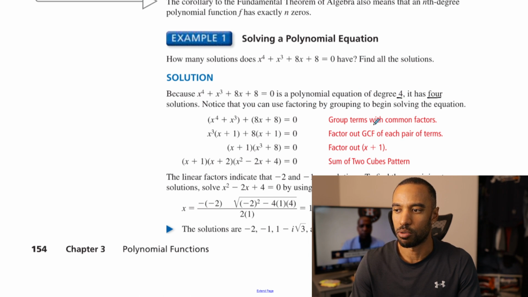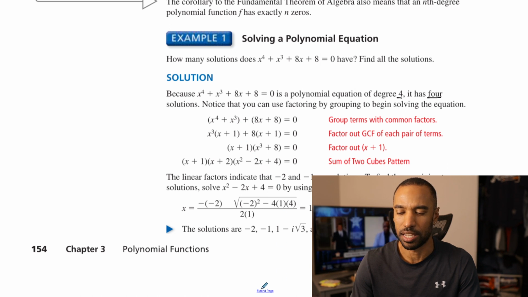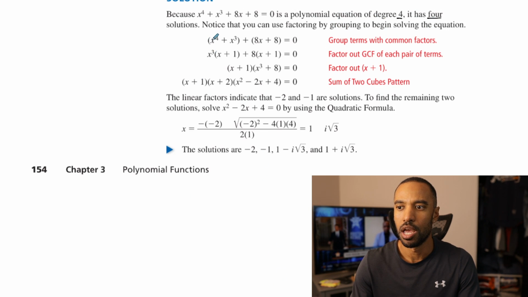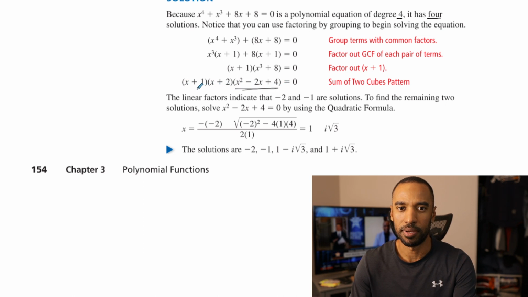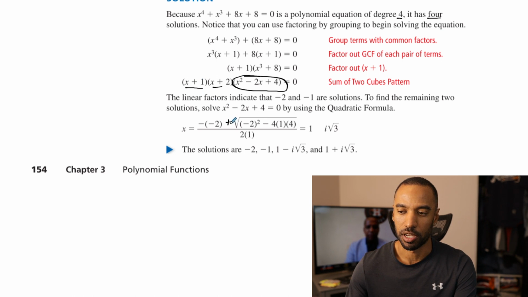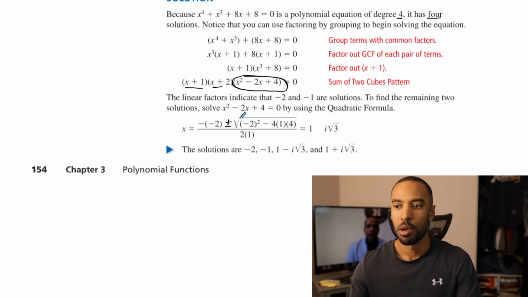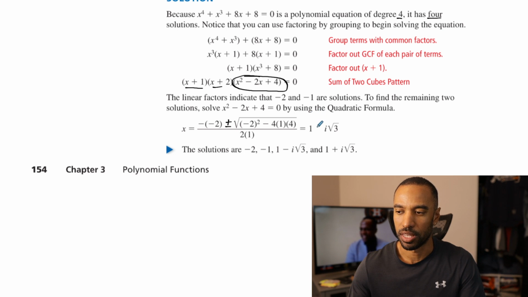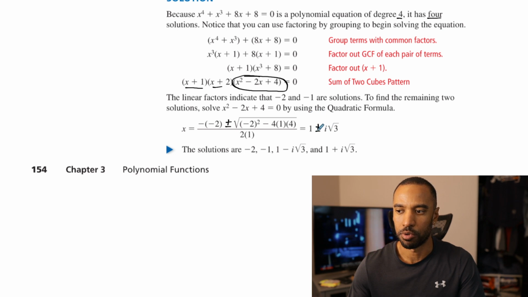Notice you can use factoring by grouping to solve this. I'm not going to get deep into that. That's what we were talking about before. But when you solve it, we get to factored form here. This does not factor anymore, but this one gets as deep as you can. You get x equals -2 and -1. The other two you can find using the quadratic formula. I personally prefer completing the square for a situation like that. But you still get, ultimately, 1 plus or minus i root 3.